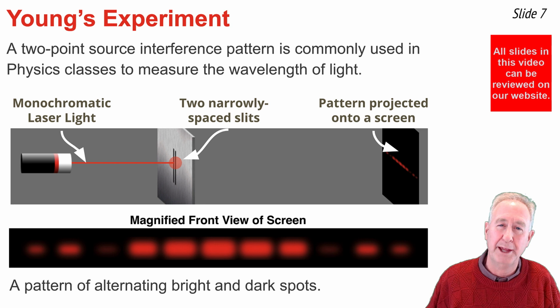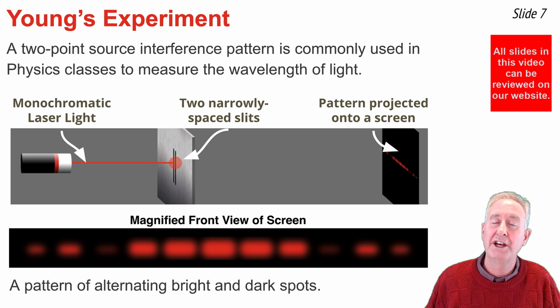The bright bands are locations of constructive interference. Those are the antinodal lines. And the dark bands are locations of destructive interference. Those are the nodal lines projected upon the screen.